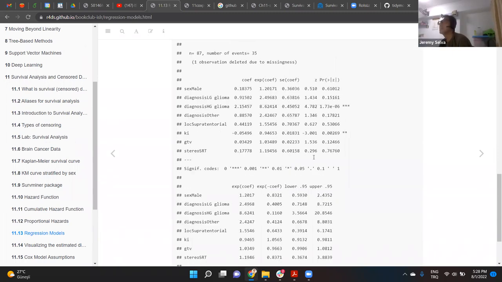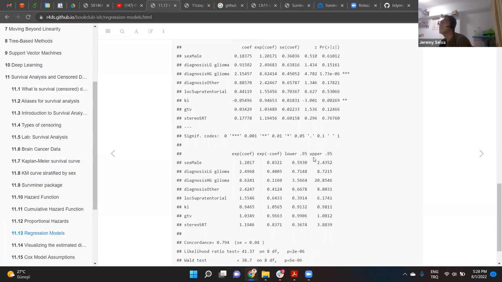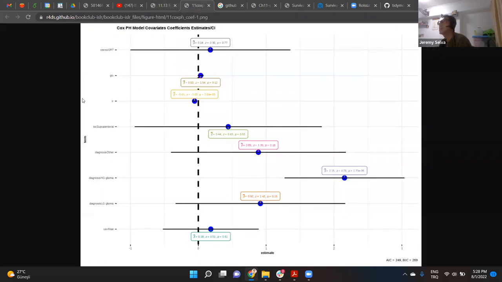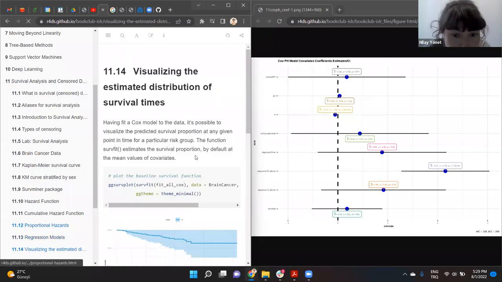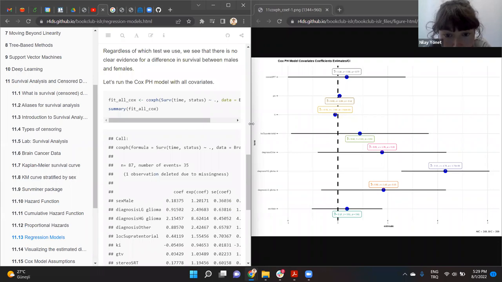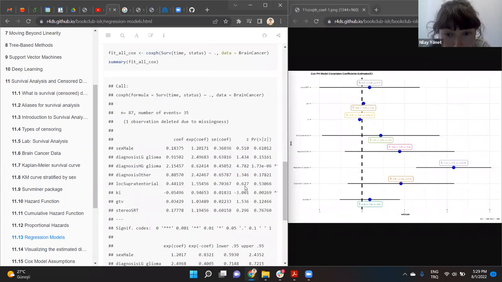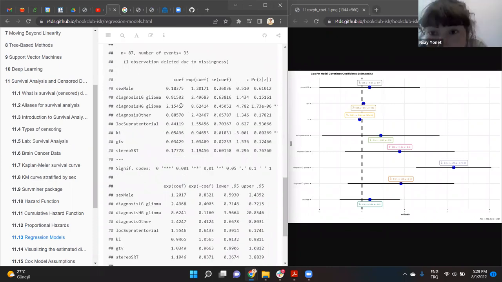Then this one, isn't the coefficient the same as the pictures, the beta hat? See, like this. Beta. Coefficient is our beta. Yes, you're right. So let's check HG glioma, it's 2.15. And there it is. Okay. So this is the coefficient and the term. Yes, thank you.